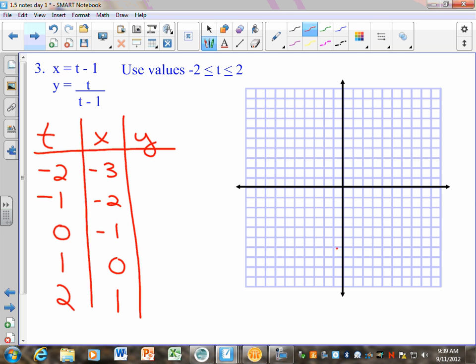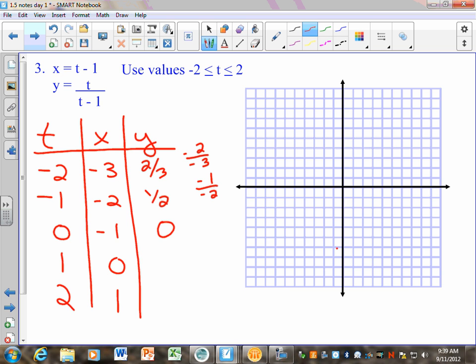So for y, you have to do a little bit of work on this. You would get negative 2 over negative 2 minus 1, which would be negative 3, so I think that would be 2/3. If I plug negative 1 in, I get negative 1 over negative 2, which is 1/2. If I plug 0 in, I'm just going to get 0 over negative 1, which is 0, right?